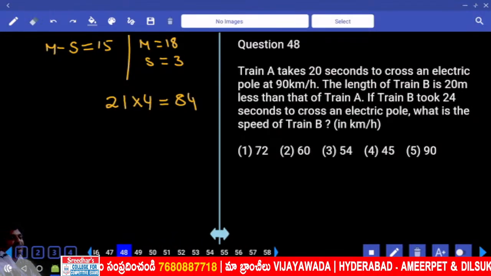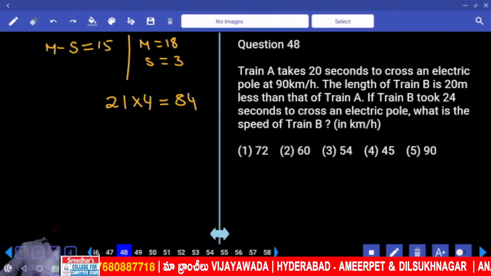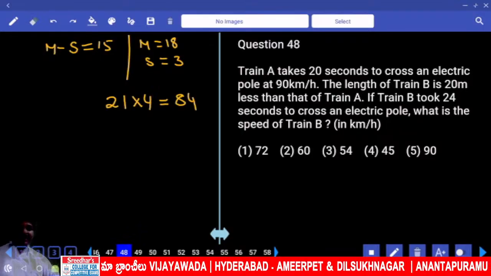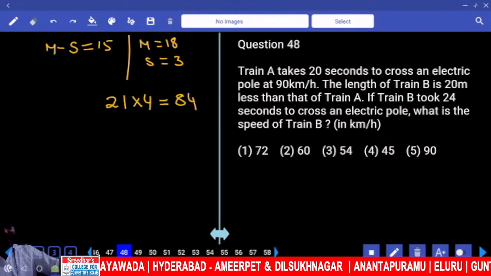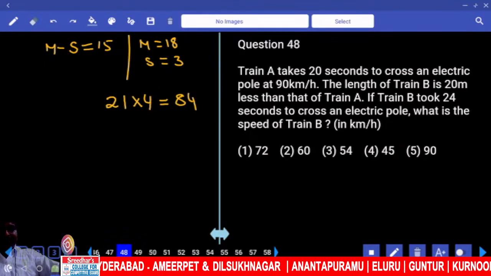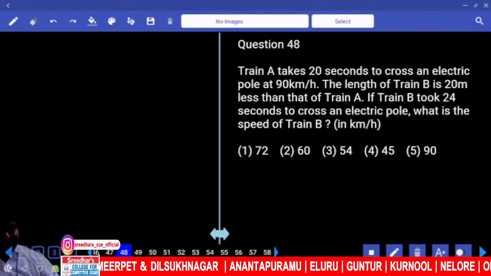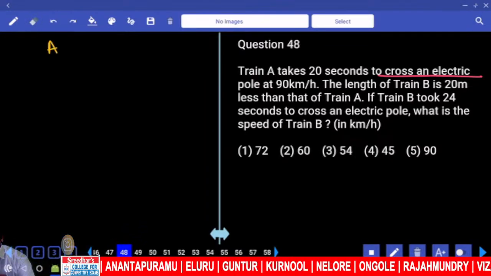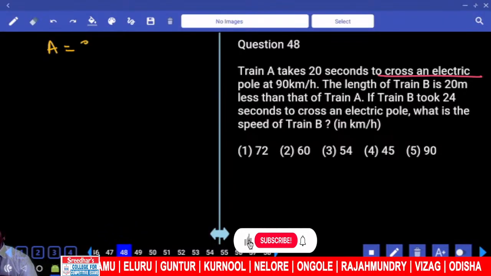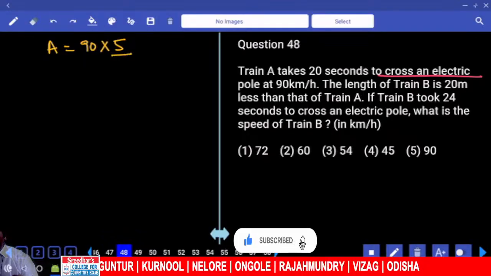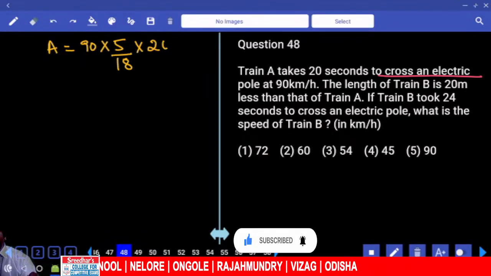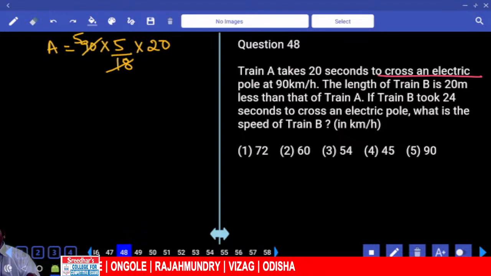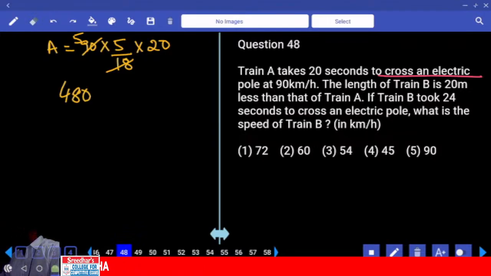Train A takes 20 seconds to cross an electric pole at 90 km per hour. The length of the train B is 20 meters less than that of train A. If train B took 24 seconds to cross an electric pole, what is the speed of the train B? If a train crosses an electric pole, distance covered will be train length. So length of train A is equal to distance covered, which is speed into time. 90 km per hour converted to meter per second into time 20. 5 by 18 times 20 into 5, 100 into 5. Then length of train B becomes 480 because that is 20 meters less than train A.